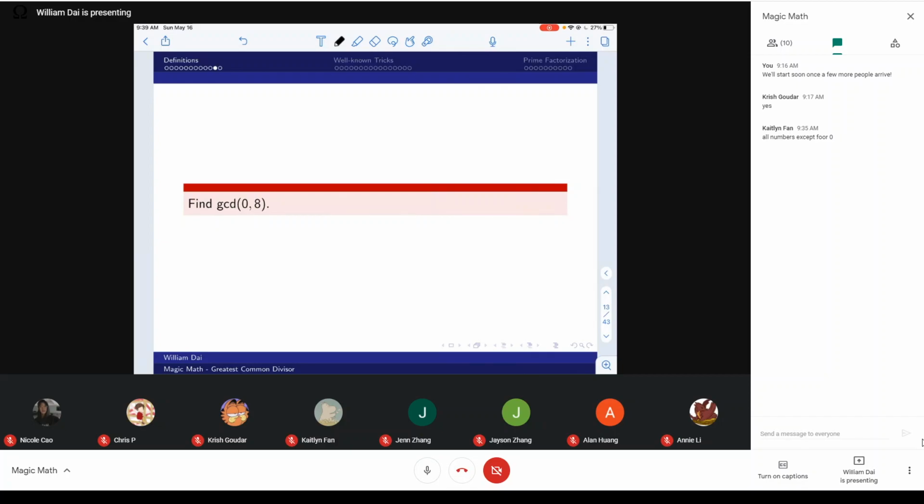Now we want to find the greatest common denominator of 0 and 8. And remember, this is for positive integers. So the greatest common denominator is a common divisor of both 0 and 8. Now we have established before that all numbers are a divisor of 0. So what are the divisors of 8? These are all of the positive divisors of 8. All of them are also positive divisors of 0. And we just choose the biggest one here.